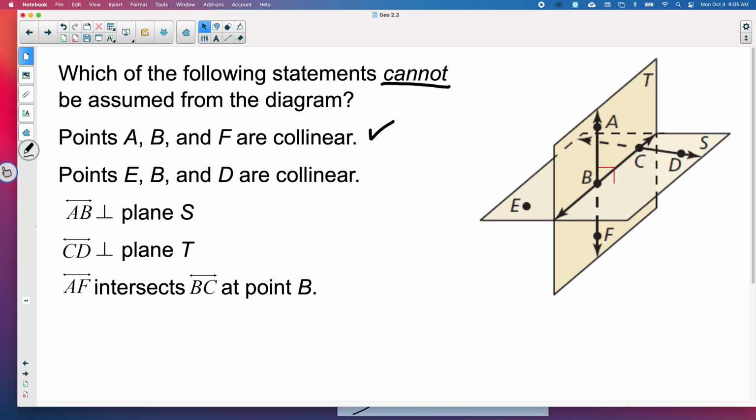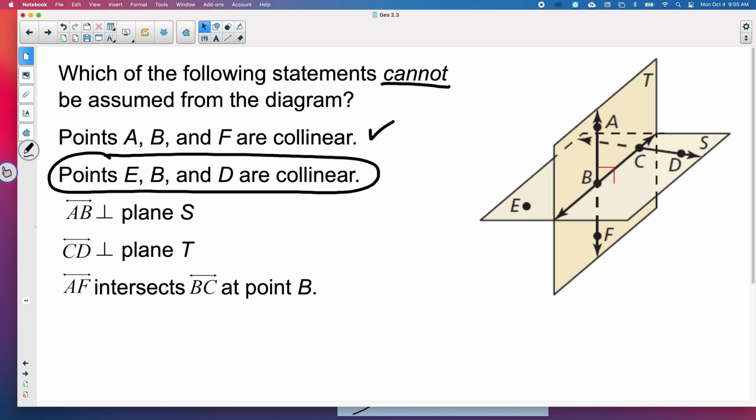Let's look at this next one. E, B, and D are collinear. Is that true? Is there a line drawn through them? No. If there's not a line drawn through them, we can't just assume based on the picture. Okay, so that one, we can't assume that those are collinear. All right, so let's look at the next one. Line AB is perpendicular to plane S. Is that true? It's marked as perpendicular here, isn't it? All right, so that's true.